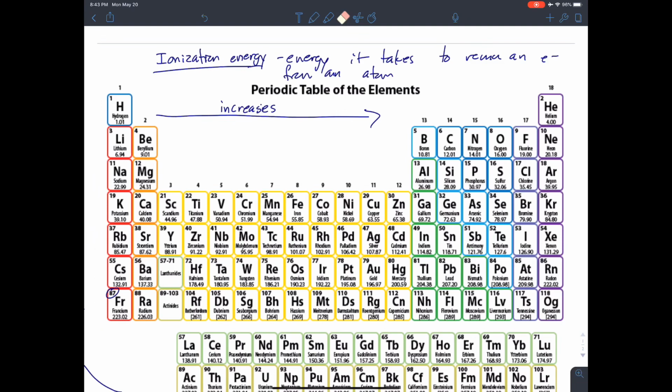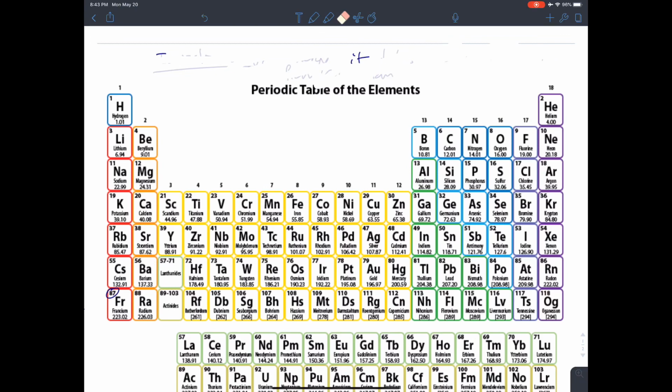Okay, lastly, let's take a look at electronegativity. This is an atom's ability to attract electrons while bonding. So this is like in a water molecule, why oxygen draws the electrons towards itself.